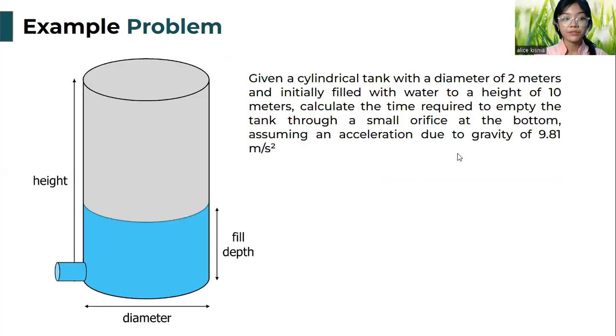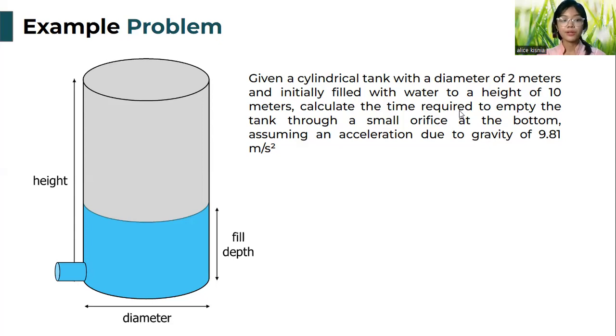So let's dive into the example problem. Given a cylindrical tank with a diameter of 2 meters and initially filled with water to a height of 10 meters, we have to calculate the time required to empty the tank through a small orifice at the bottom, assuming an acceleration due to gravity.